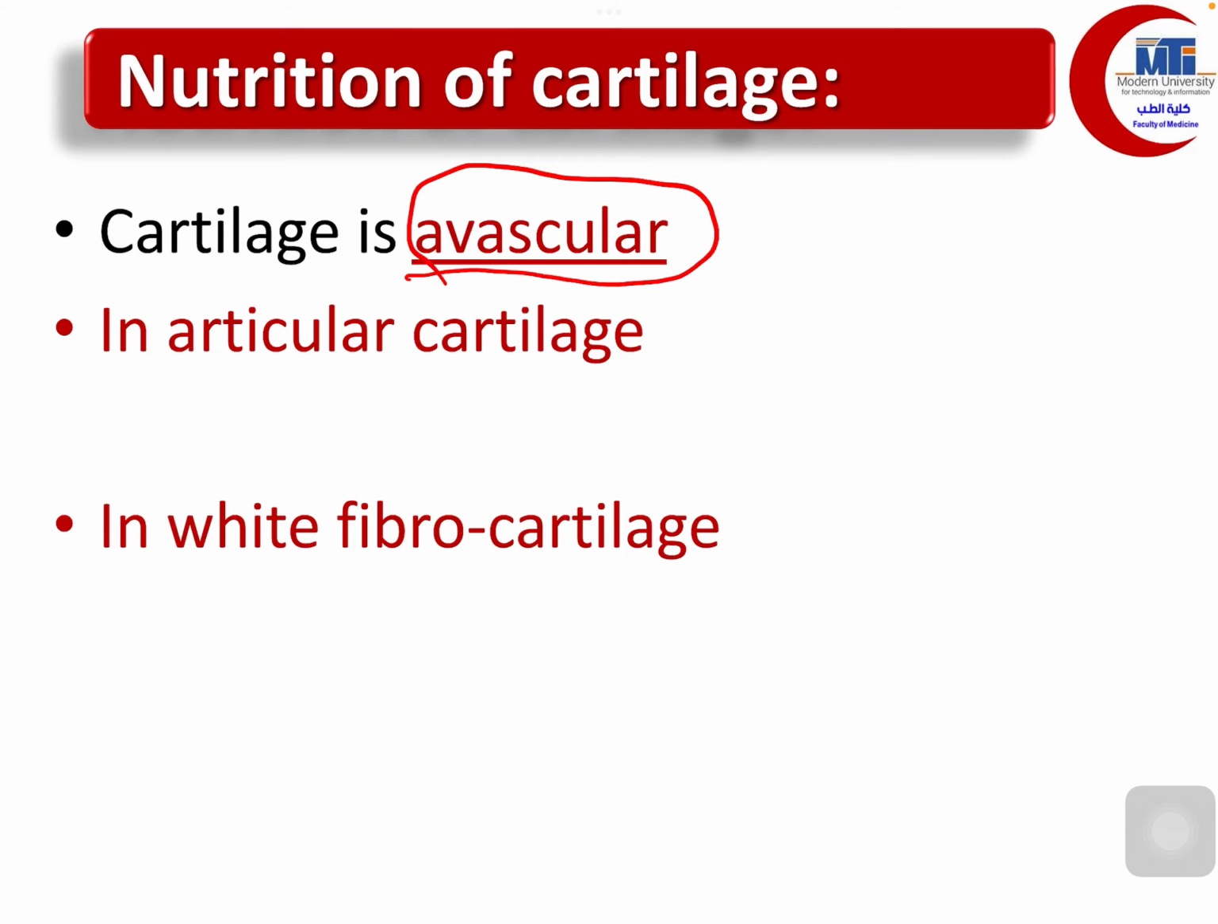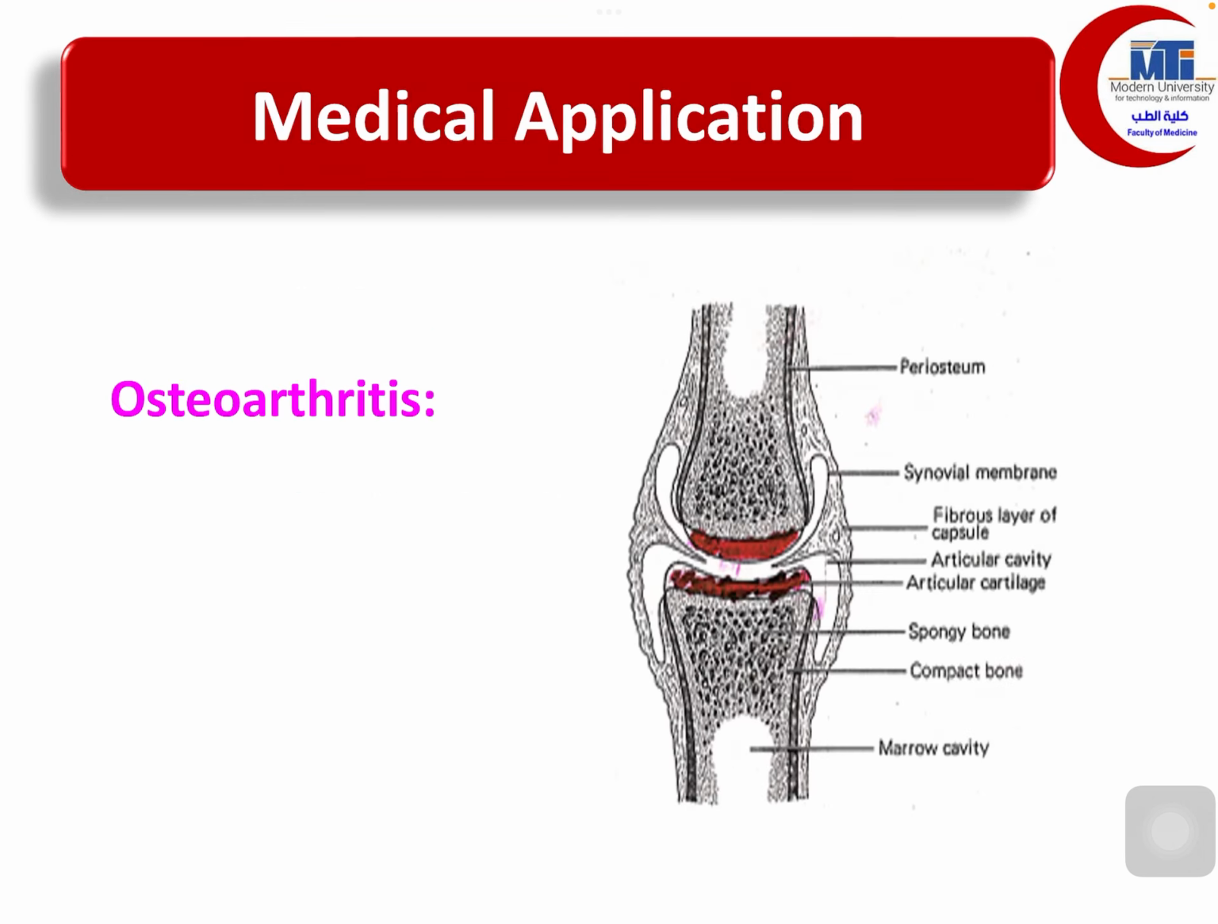So these two types of cartilage receive their nutrition from other sources. In the articular cartilage, as it is present in the joints, it receives its nutrition actually from the synovial fluid of the joint itself, and the white fibrocartilage receives its nutrition from the blood capillaries which are present in the fibrous part of the cartilage.